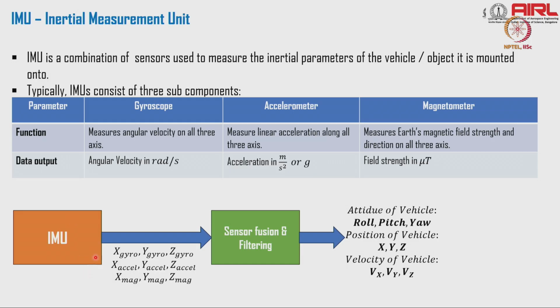So usually all these measurements, X gyro, Y gyro, Z gyro, X acceleration, Y acceleration, Z acceleration and XYZ magnetic field measurements, I fuse them together to get my Euler angles, that is roll, pitch and yaw, position of the vehicle X, Y and Z, velocity of the vehicle Vx, Vy, Vz, and angular rates also, P, Q, R.